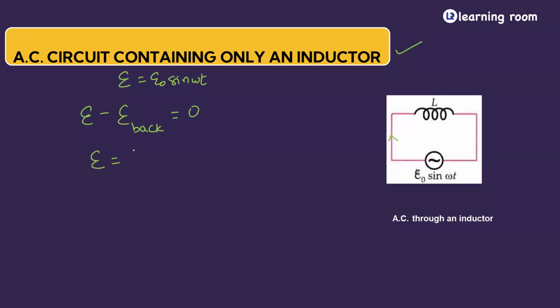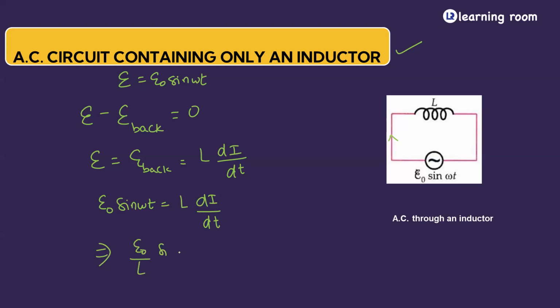What is going to be the back EMF? That will be L into dI divided by dt. So that is the reason why I wrote E is equal to L into dI by dt. But what should I write in the place of E? I will write E naught sine omega t. So E naught sine omega t is equal to L into dI by dt, which implies E naught divided by L into sine omega t dt is equal to dI.